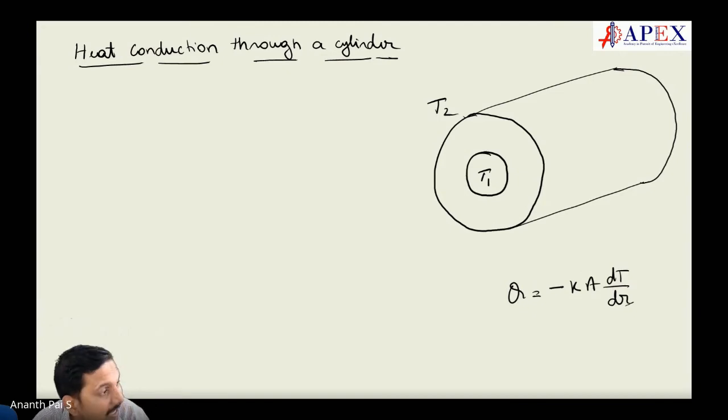But A does not remain constant. That is the problem. If it was a slab, it was easy for us to calculate. But here A does not remain constant. A keeps on changing. Inside the A is different. As you go outside, the cross-sectional area is different. Cross-section of area, which one? This is the area we are taking, you see. This area is what we are taking.